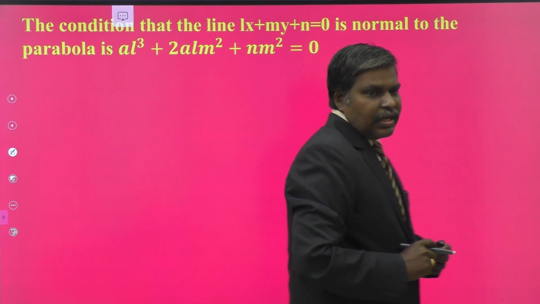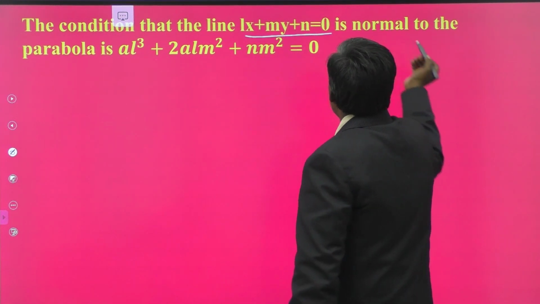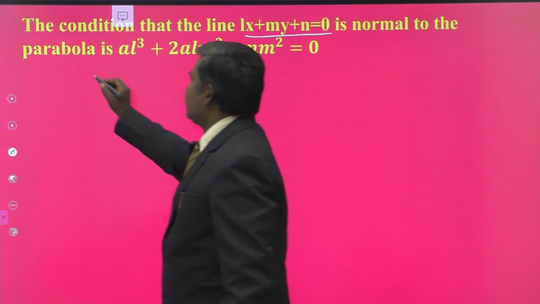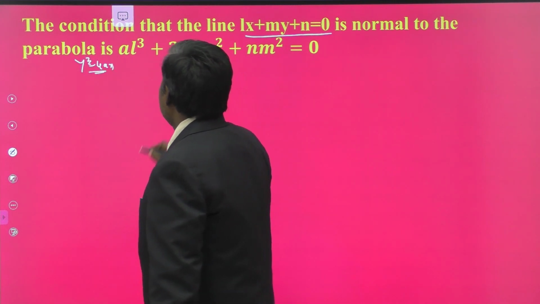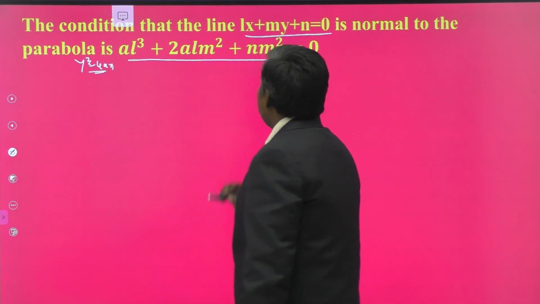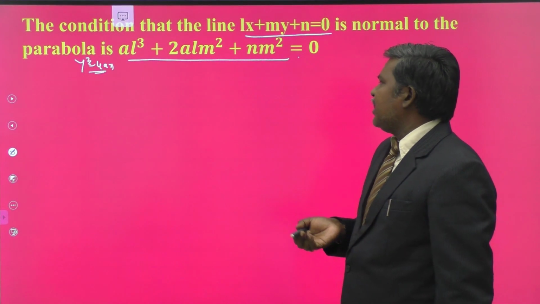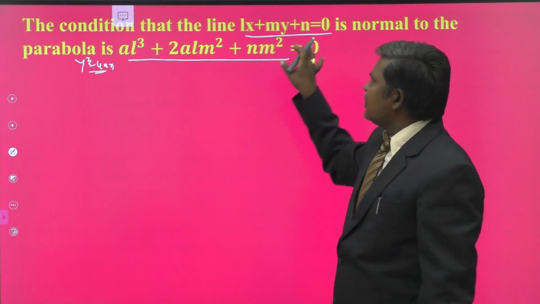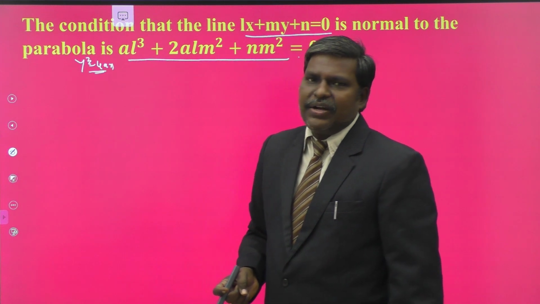This is the condition that the line Lx + My + N = 0 is normal to the parabola y² = 4ax. The condition is aL³ + 2aLM² + NM² = 0. So, what is your parabola equation? y² = 4ax. This line is normal to that one. The condition is this. Suppose this is a line tangent to the parabola. We discussed that LN = aM² is the condition.